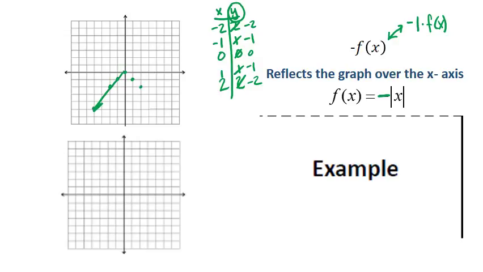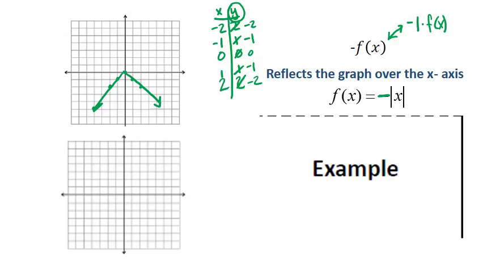Here you can see that that worked. I now have my parent function of the absolute value flipped or reflected over the x-axis. So it flips it up or down. Here's a little hint. Let's say we forgot and we accidentally multiplied the x values by -1. If we did that, it wouldn't flip it. So we would know that something's not right because it didn't flip.